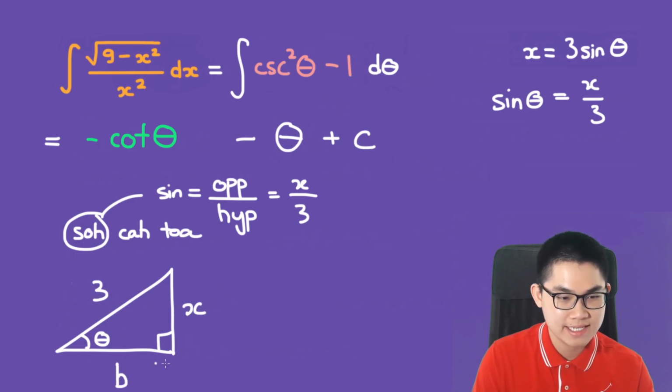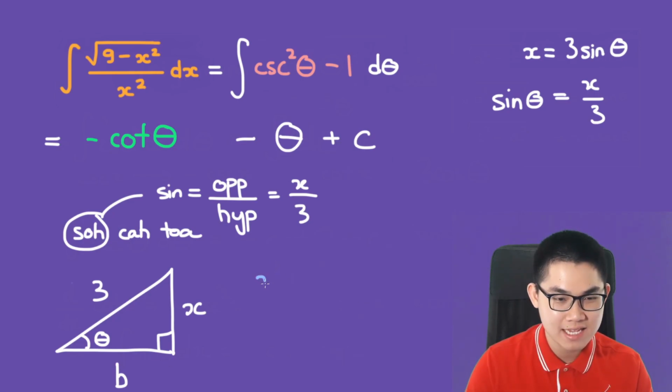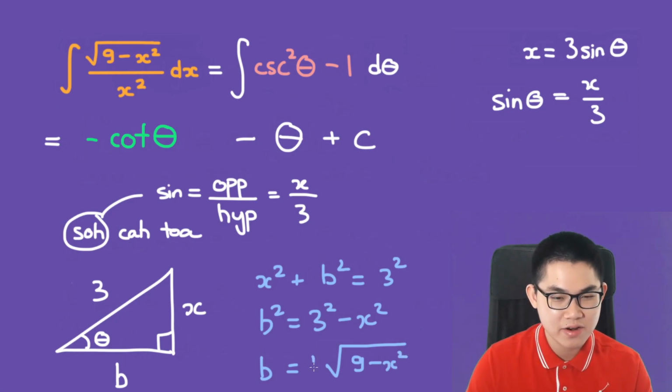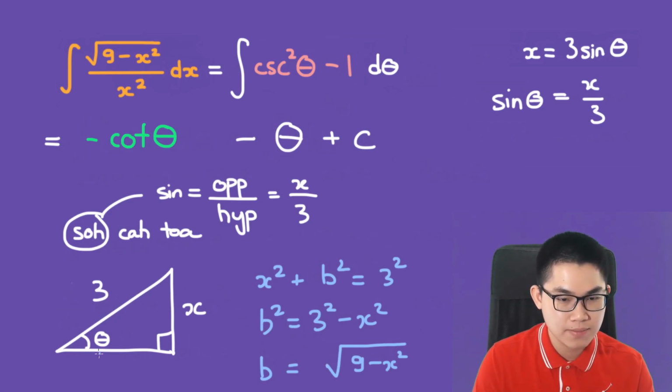We just need to find this side. The Pythagorean theorem says x squared plus b squared is equal to 3 squared. So b squared is 3 squared minus x squared, and 3 squared is 9. So b is equal to the square root of 9 minus x squared. Now you might be wondering, why is there no plus minus sign in here? Well, that's because the length of the triangle is always positive. That's why we only want the plus, and it's redundant to write the minus at all. Let's replace the b with the square root of 9 minus x squared.